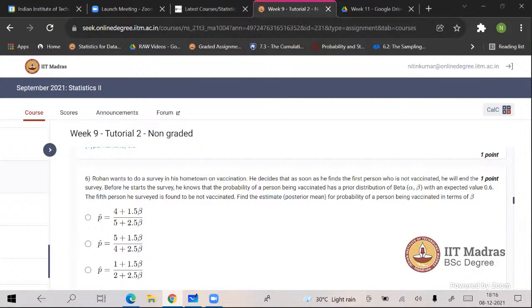No, but in this question, it is given that the fifth person he surveyed is found to be not vaccinated. So therefore he must continue, right? He must go to the 6th, 7th and 8th, because the fifth person is still not vaccinated, and he must pursue until he finds the one who is vaccinated. No, he decides that as soon as he finds the first person who is not vaccinated, he will end the survey. Yes, that is the problem. That's what I'm facing difficulty in understanding. So P to the power 4.